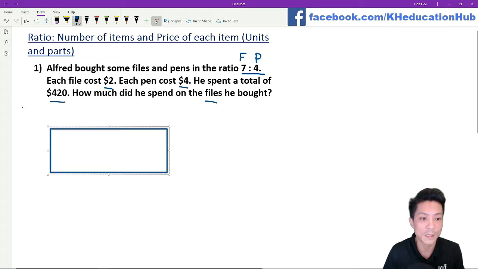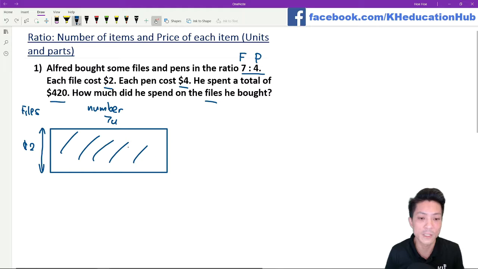This will be for the files, which is 7 units. This represents the number of items. We know that this is $2. So if we use the number of items multiplied by the cost of each item, the area over here is going to give us the total amount of money that's spent on the files. Now let us draw another box that represents the pen.